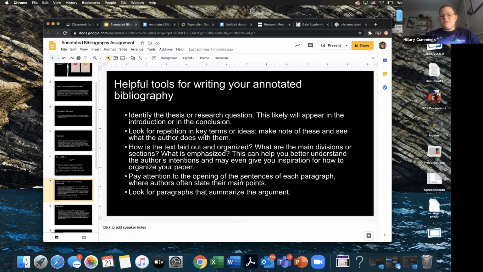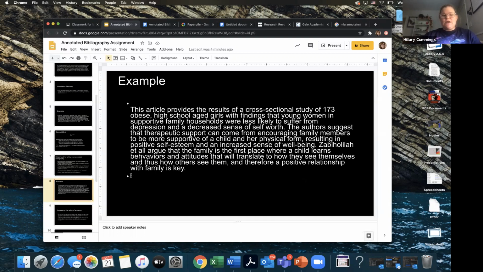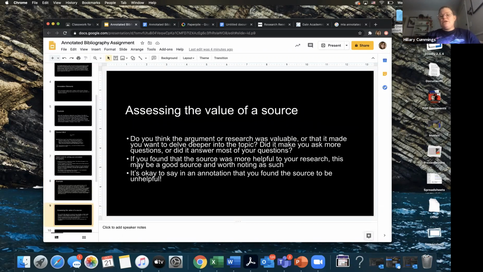Pay attention to the opening of the sentences of each paragraph. That's where authors often make their main points. And then look for paragraphs that summarize the argument. I give you an example here of my annotation. And then when you assess the value, you want to think, does this make you want to explore deeper? Does it inform your solution or what you think the solution is? Or do you not really see the value in it? It's okay to get through an annotation and say, again, just to reiterate, that you aren't going to use that for your scholarly research post.